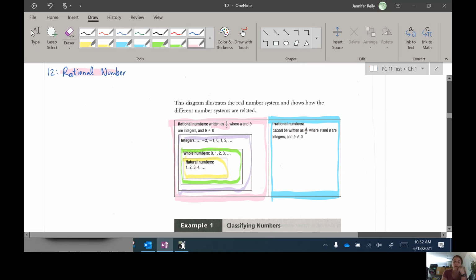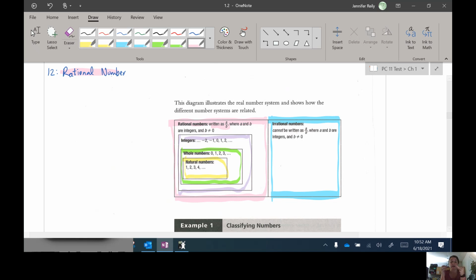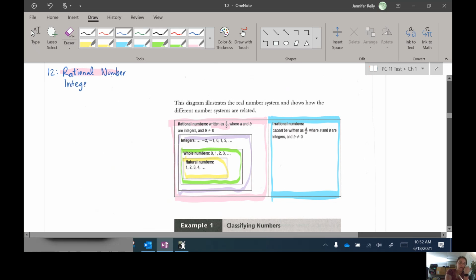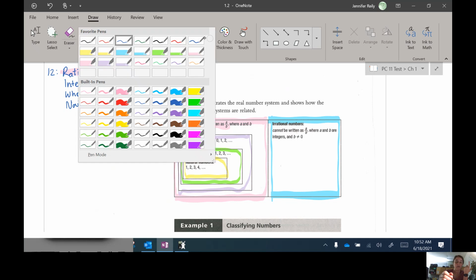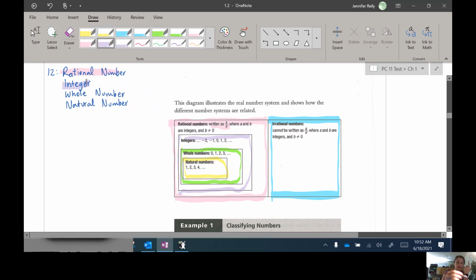If you're in that pink box, you could also possibly be these other special numbers: integer, whole number, or natural number. 12 is actually all of those. 12 is a natural number, it's a whole number, and it's an integer. There's no decimal associated with 12, so it's all of those things. So 12 is actually categorized in 4 of those boxes.